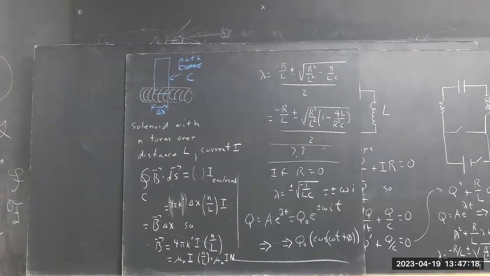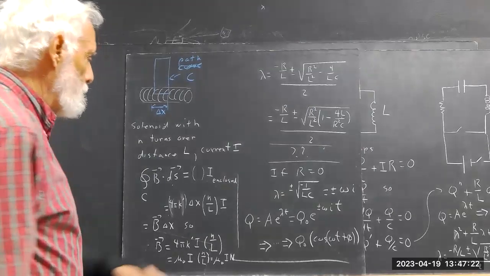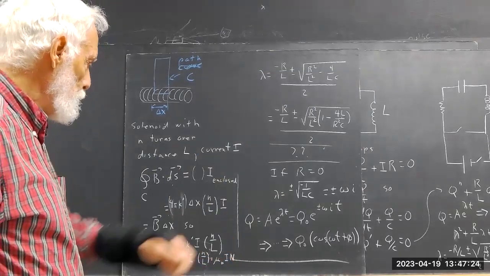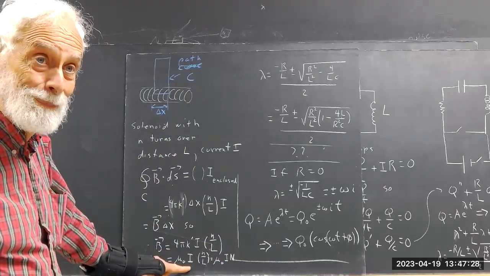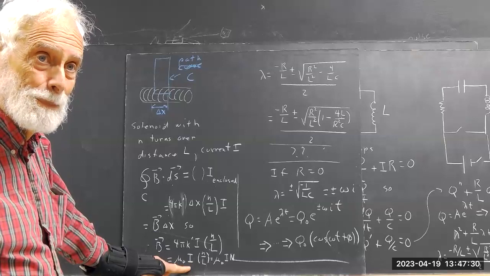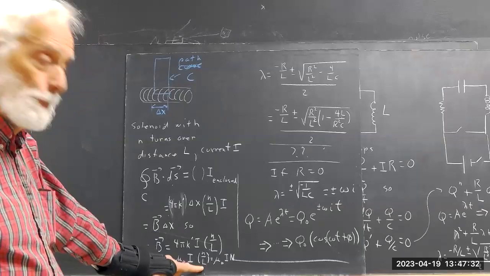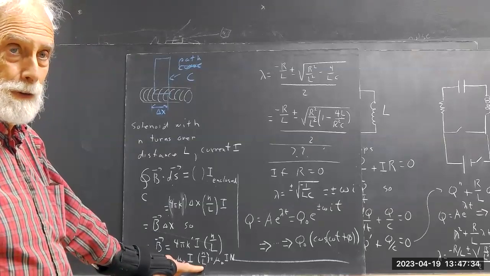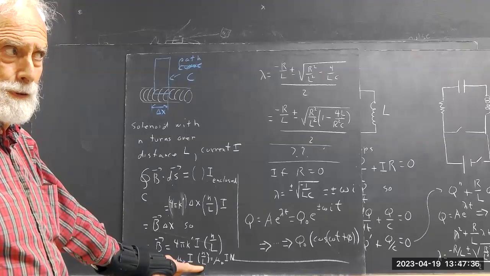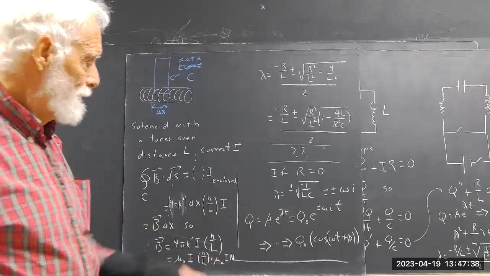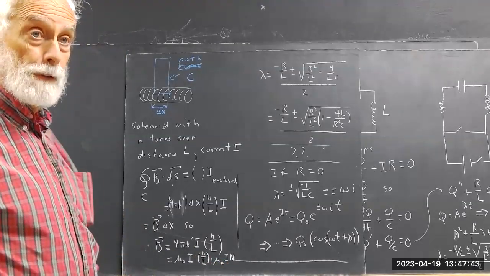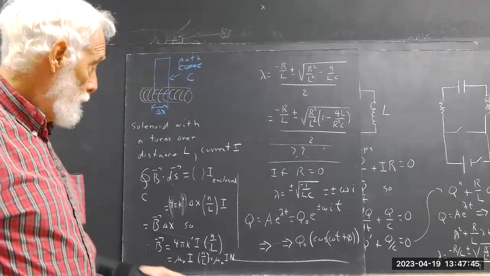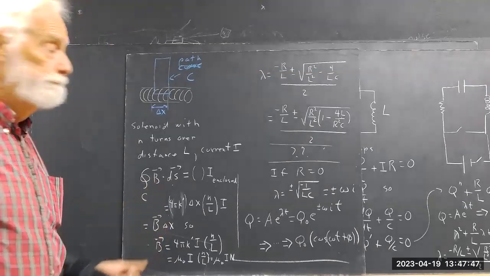Okay, that one again. And the book uses some symbol for N over L, might be. Anyhow, you got the magnetic field, right? Okay, so now what's the inductance?